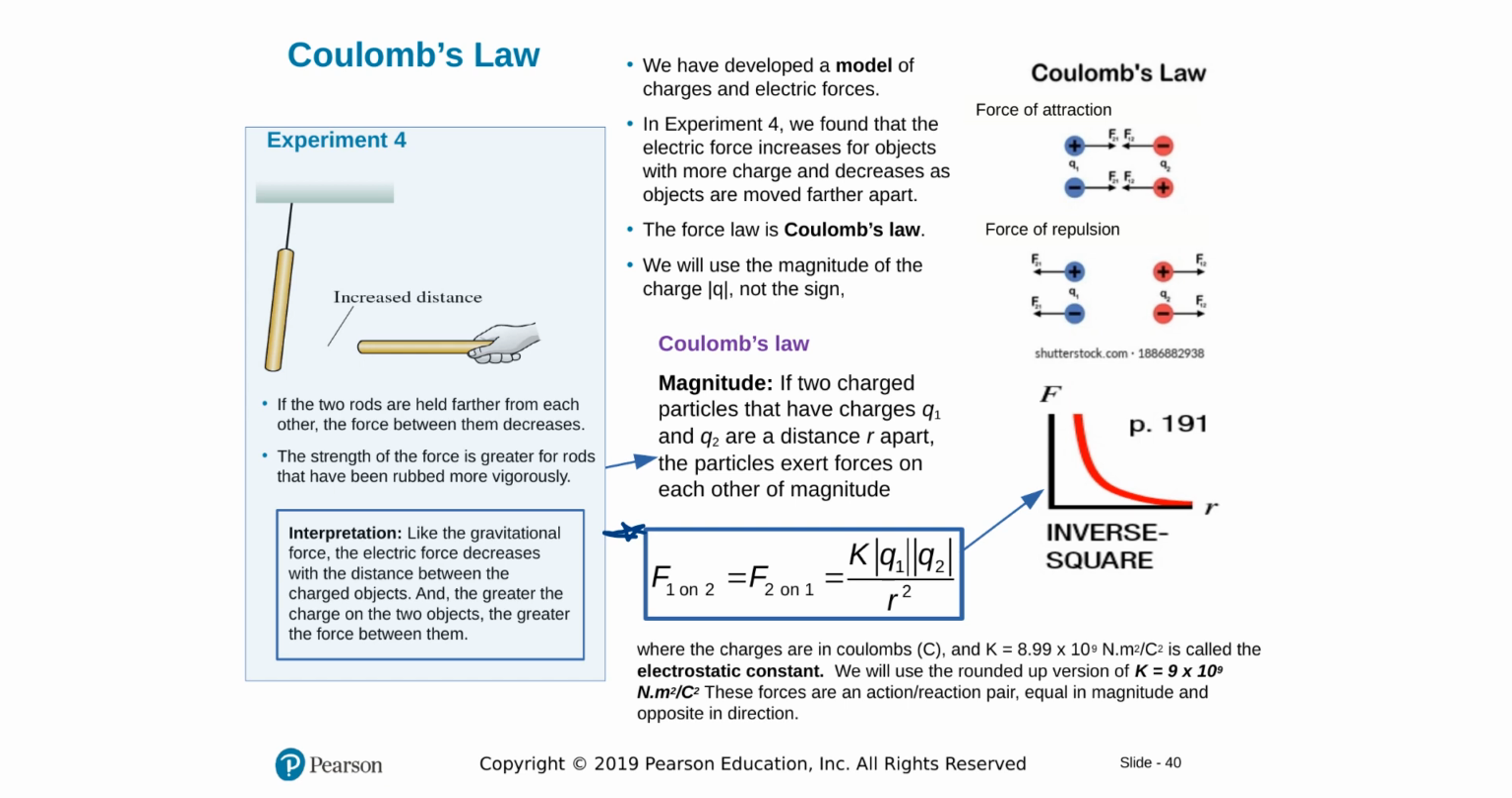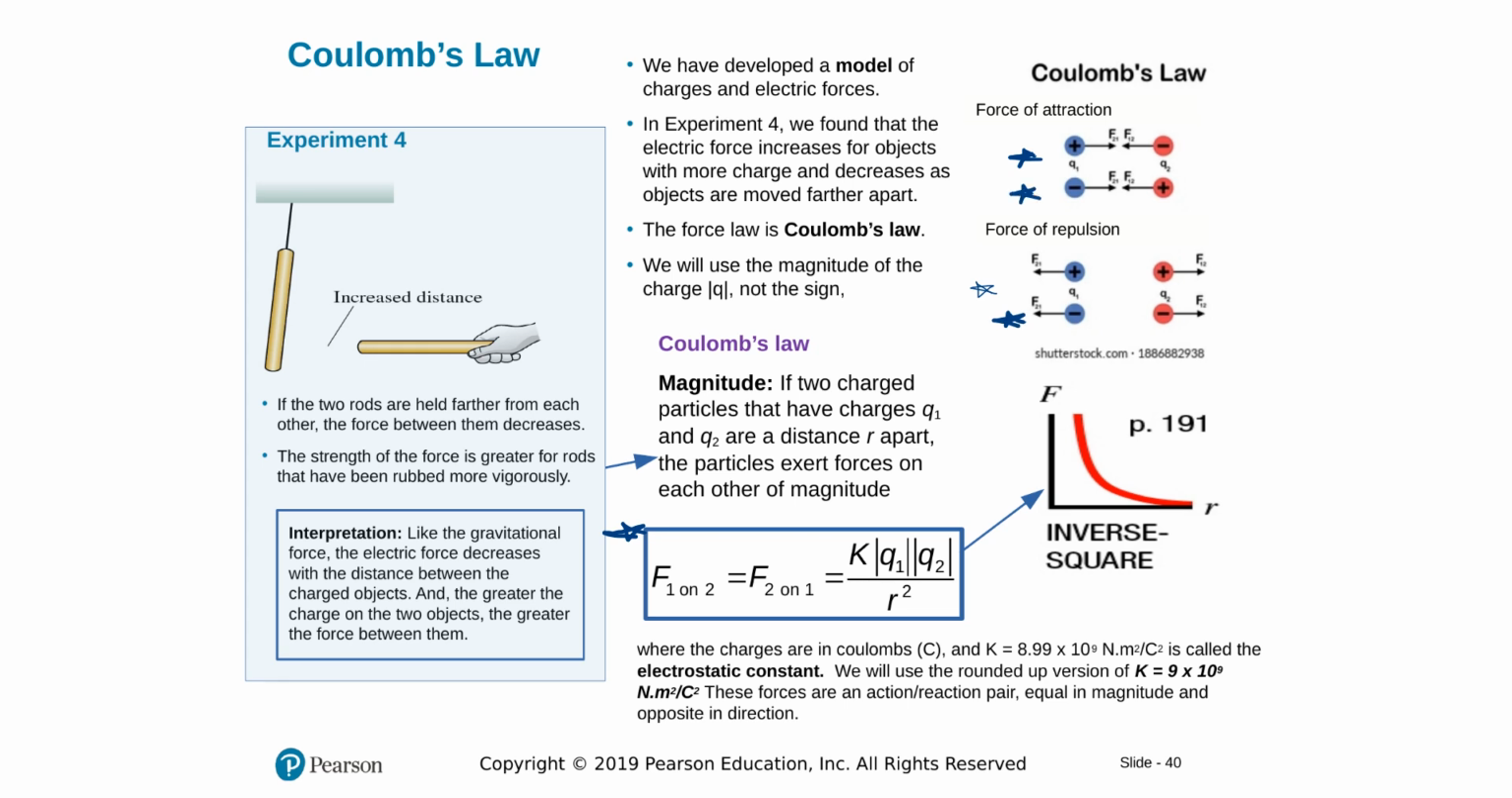If we have two charges, Q1, Q2, if they have the same type of charge, plus plus or minus minus, they will repel, as we see here. Or if they have opposite charges, they will attract. And the force on each other will be equal in magnitude, opposite in direction, as you see here and there.